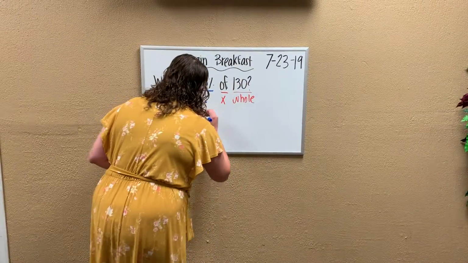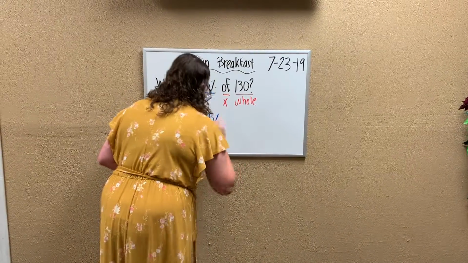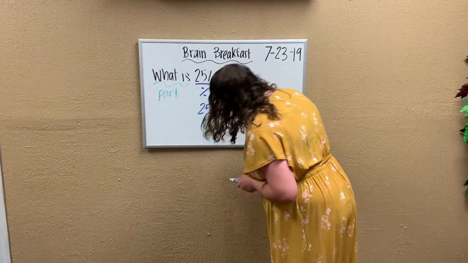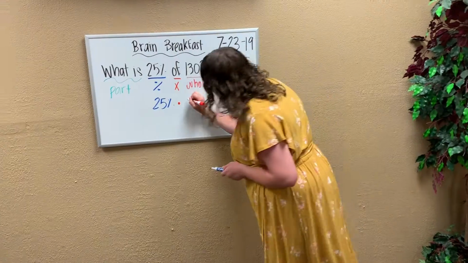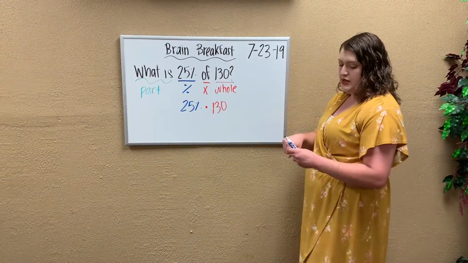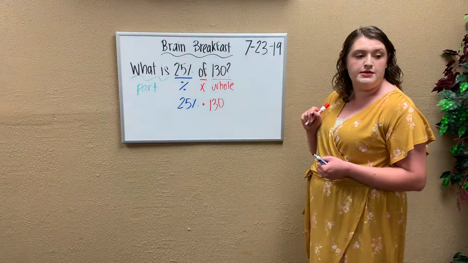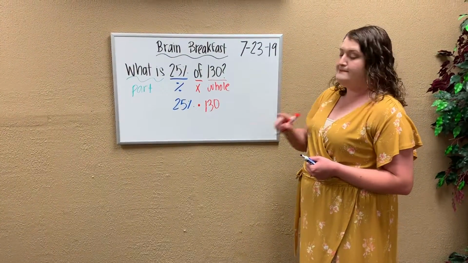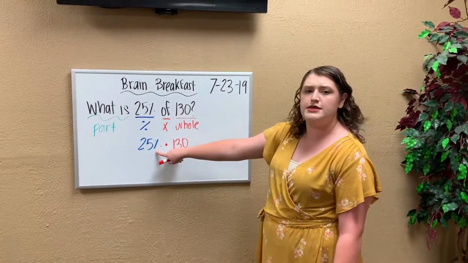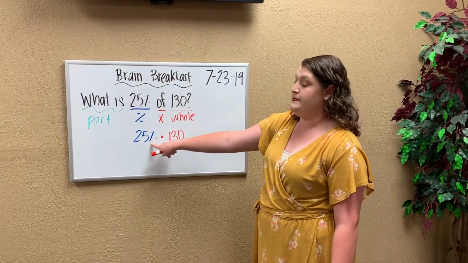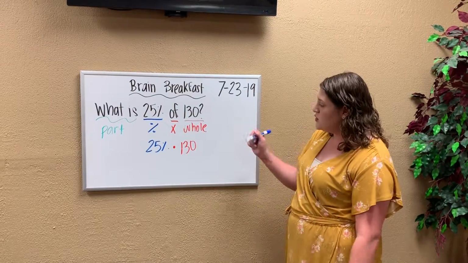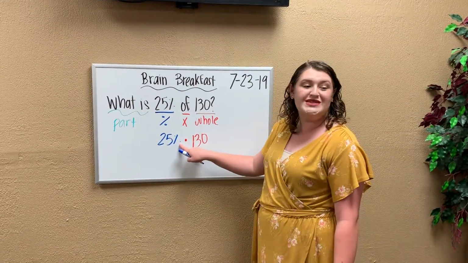So I'm going to start it off. I'm going to do 25% times, I'm not going to use the X, I'm going to use the other symbol, which is the dot, 130. So I have 25% times 130. Now, can I leave that the way it is? I can't, because percent, we need to change it. So when we're dealing with percentages, we got to get rid of that percent sign. We need to change it to a decimal.